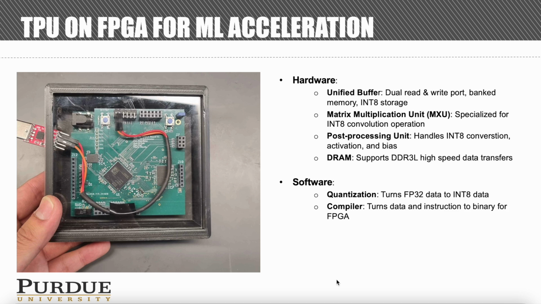Our Tensor Processing Unit is designed specifically for edge inferencing, delivering machine learning acceleration. It features a unified buffer with dual read and write ports, memory banking, and in-memory data storage to maximize data bandwidth. It also has a specialized matrix multiplication unit for in-memory convolution acceleration, and a software stack for quantization and compilation. With a suite of hardware and software solutions, this TPU achieves faster computation while reducing power consumption and chip area, making it ideal for energy-efficient edge applications.